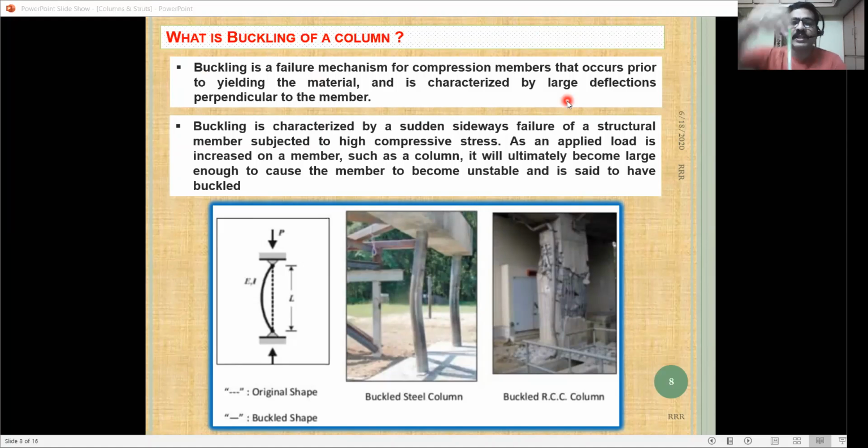Compression everybody knows, right? Compression means towards the body, and we push. This is the push, and tension is elongation, pulling in this direction, right? So in this case, I defined the compression member, a compression member that yields.